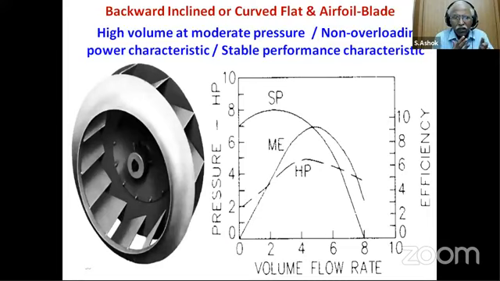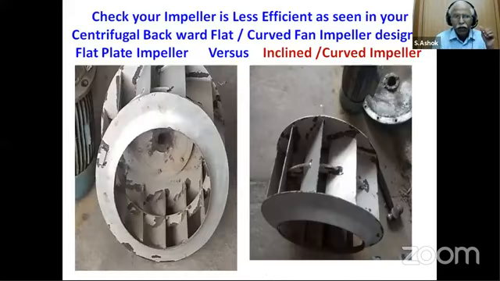The three curves are the static pressure, the mechanical efficiency, and the HP, the power input. The point where the static pressure and the mechanical efficiency curves meet is the best efficiency point, where the blower is able to deliver stable performance. It is on the backward curved or the airfoil type. This is the area which we need for each and every blower now.